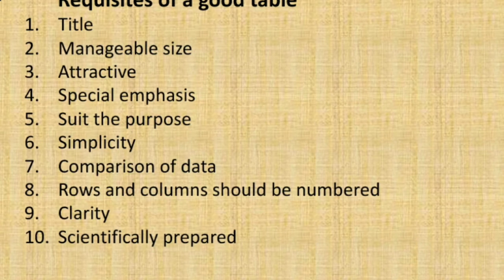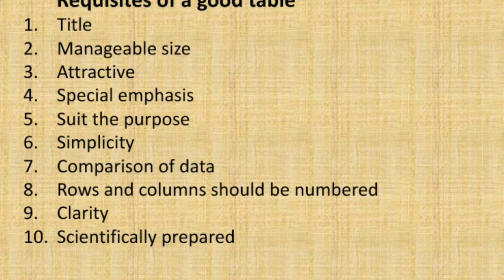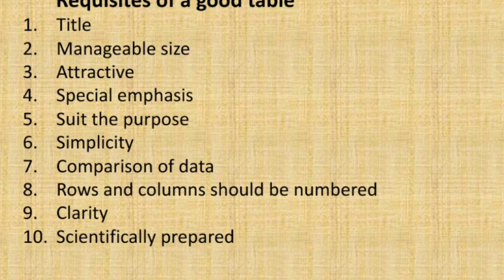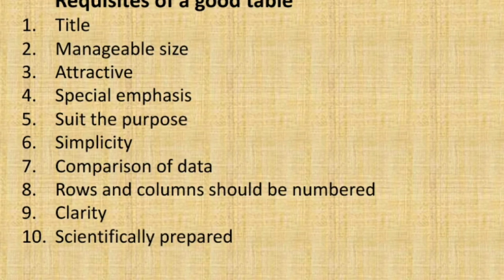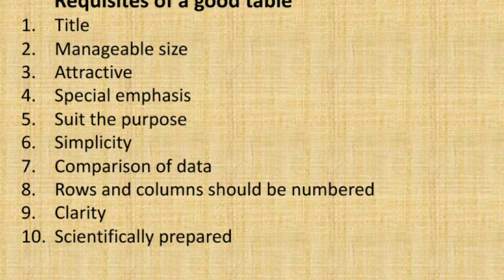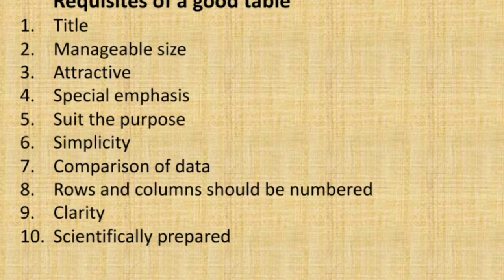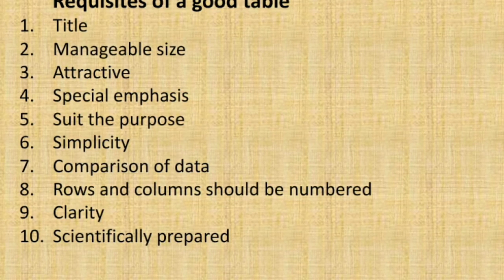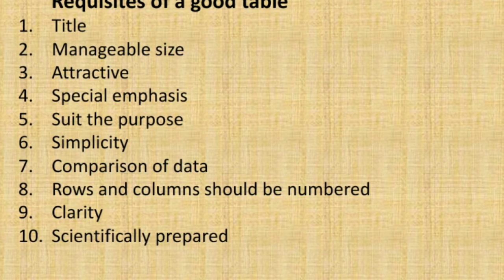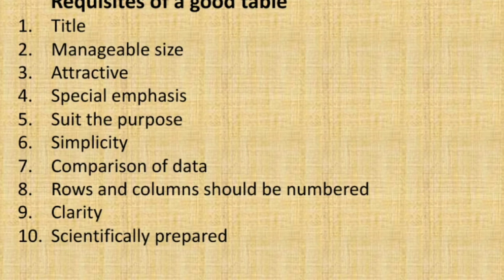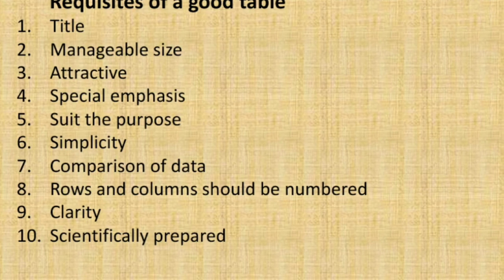Then when we come to the seventh point, that is comparison of data. The data which is to be compared should be placed closely in the columns. The columns should be arranged in such a way that the data can be easily compared. Then the eighth point here is rows and columns should be numbered. If the number of columns and number of rows are too many, then we need to number the rows and columns. If rows and columns are very few, then it is not required. But if you number the rows and columns, it will be easy to refer. Row number 1, okay, column number 10, you can refer to that.